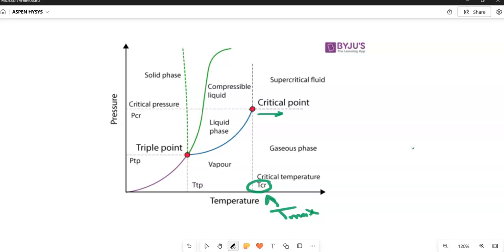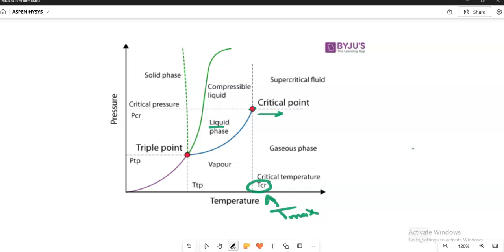Even if we increase the pressure at this temperature, it will not lead to a liquid phase. So again, the critical temperature is the highest temperature at which our substance can exist as a liquid, regardless of the pressure. At this temperature, the substance can't be liquid. Just before this point, we have a liquid phase. After this point, we can't have a liquid phase even if we increase the pressure.